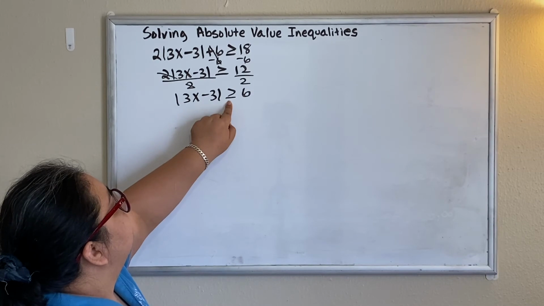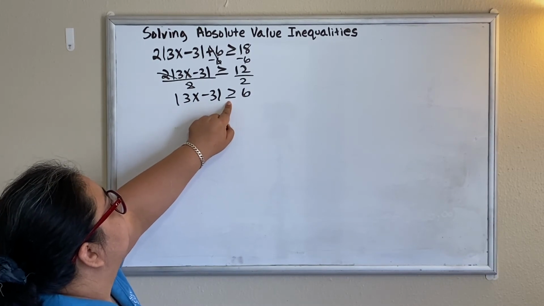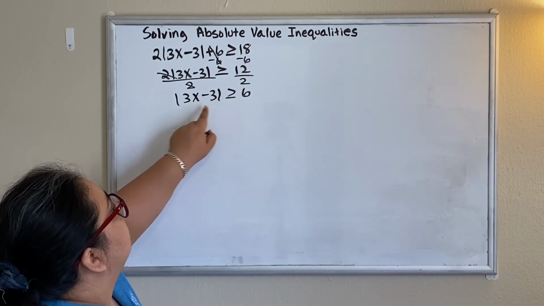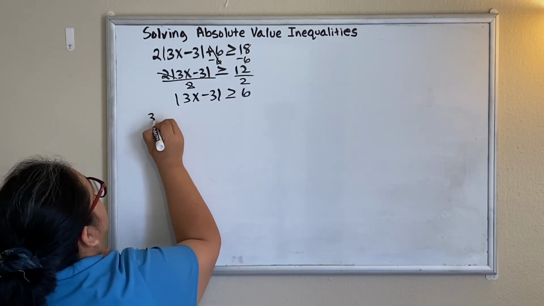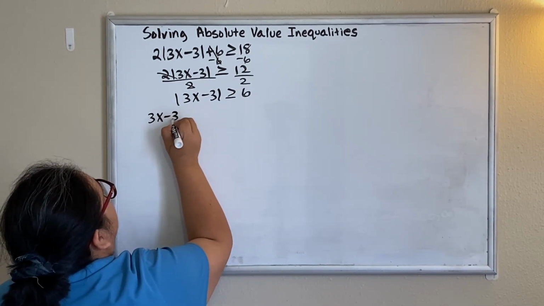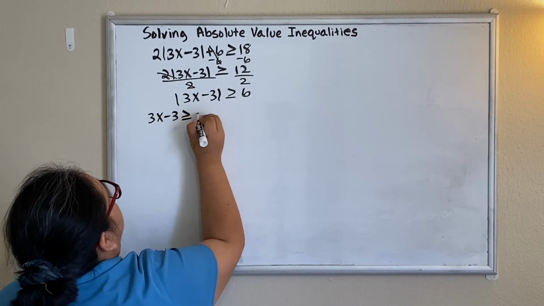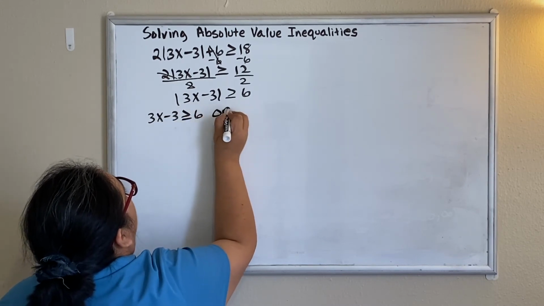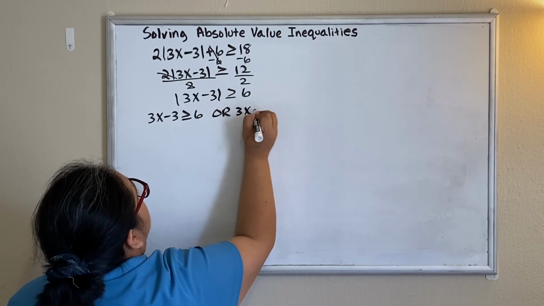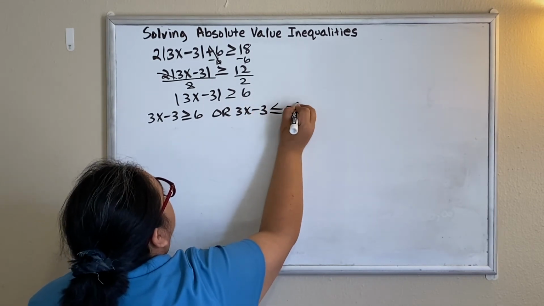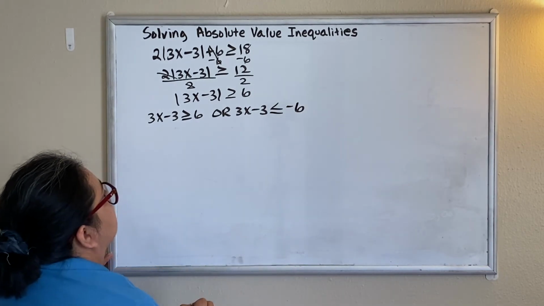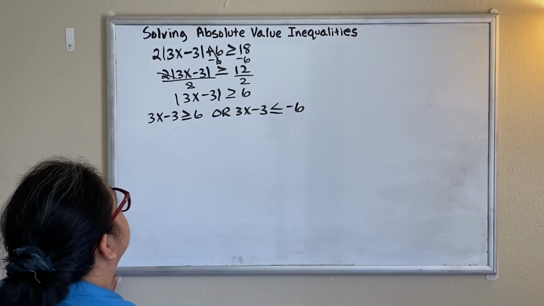This is greater than or equal to. So this is an or statement. So now I need to make 2 inequalities. I need to say 3x minus 3 is greater than or equal to 6, or 3x minus 3 is less than or equal to negative 6. So now we need to solve both of these.